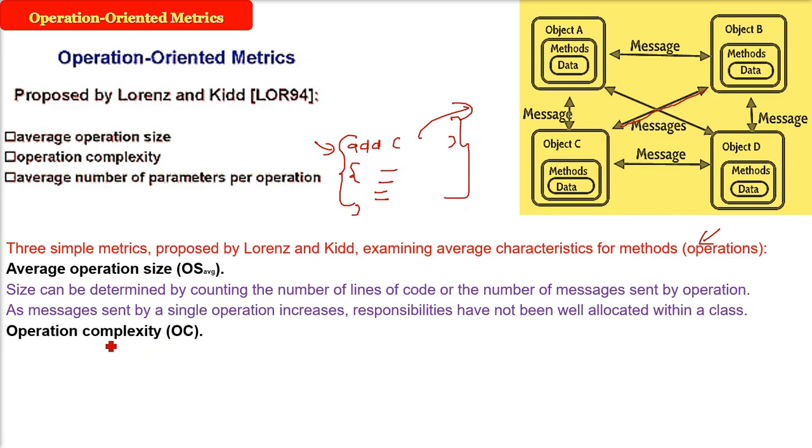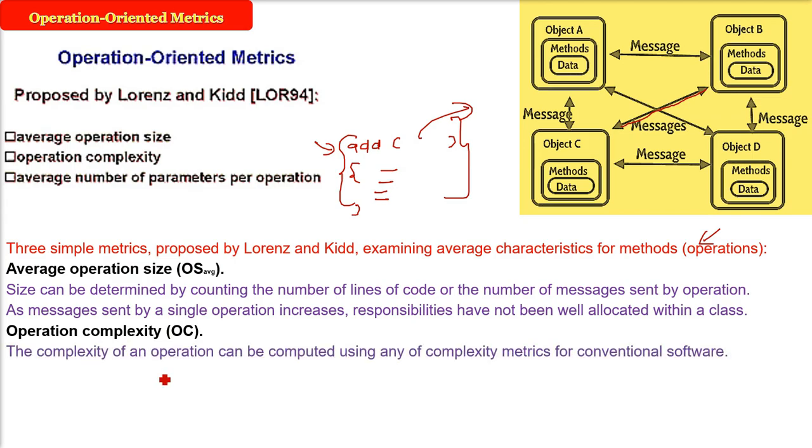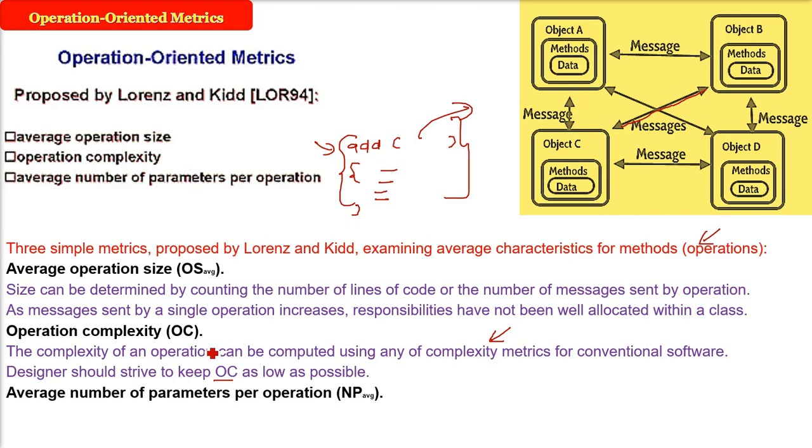Operation complexity, OC. Now the complexity of an operation, this can be computed how? Using any complexity metric like the cyclomatic complexity. So designers should strive to keep this operation complexity as low as possible.